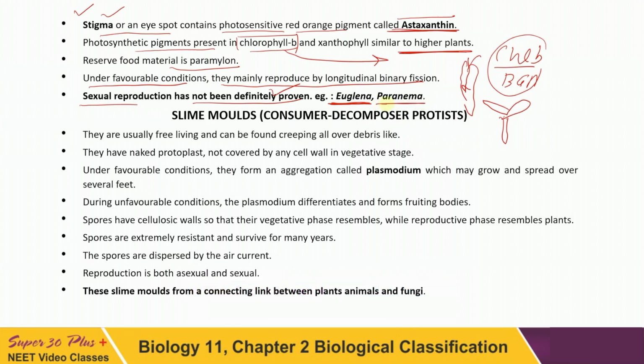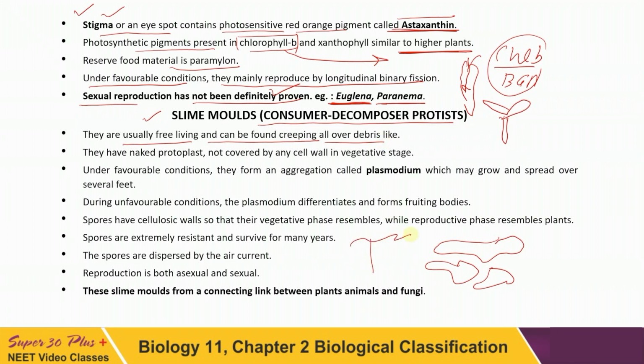Okay, come to the next now. Yes, this one is slime mold, a consumer decomposer protist. This is slime mold. It's like this. It doesn't have a cell wall. These are just like amoeba. These are usually free living, and can be found creeping all over the debris. You can see here, like this is the forest, this is the forest we have here.